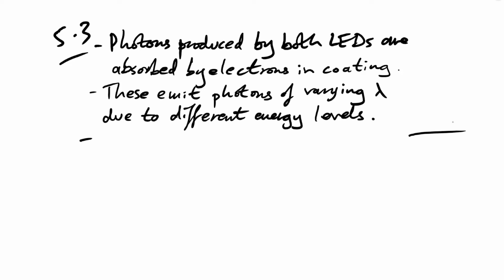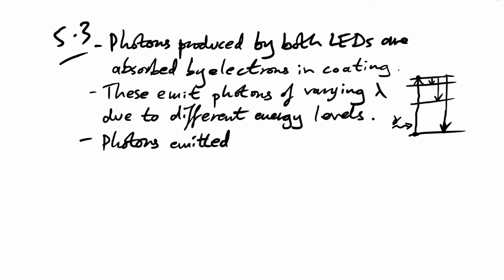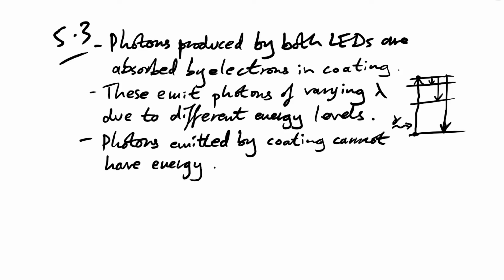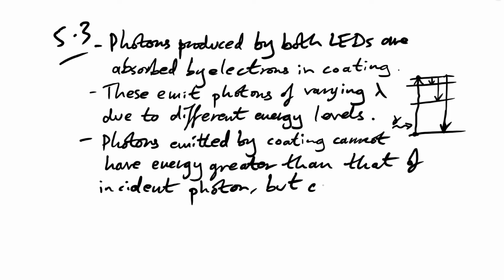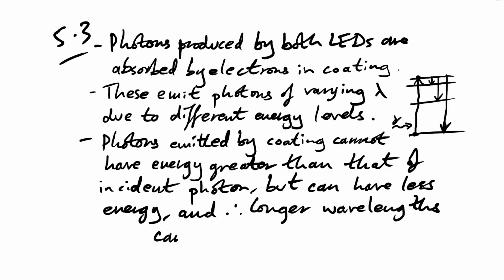So the thing is that in both cases, we have a photon going in and then it's exciting the electron in the coating up to a level there, but then it's going to come back down various ways. But the point is that it cannot emit photons with an energy greater than the energy of the photon that went in. So photons emitted by the coating cannot have energy greater than that of the original or incident photon, but can have less energy, and therefore longer wavelengths can be emitted.